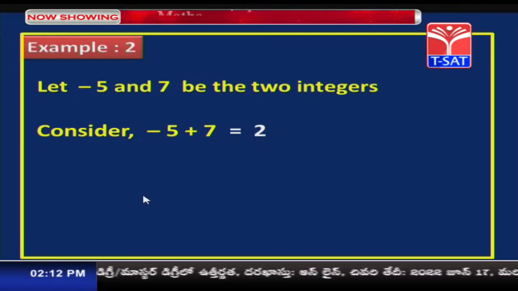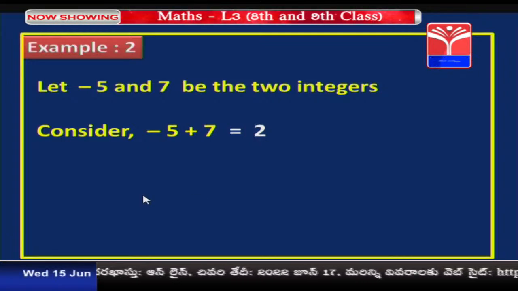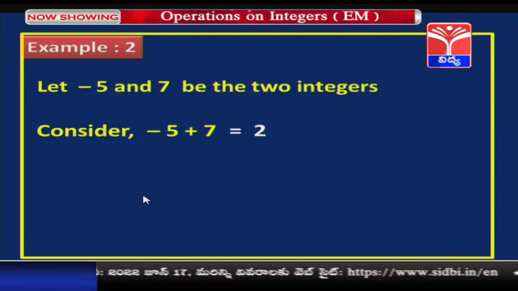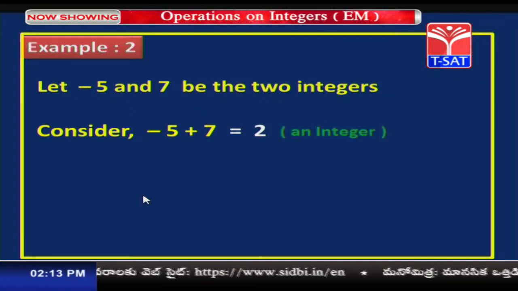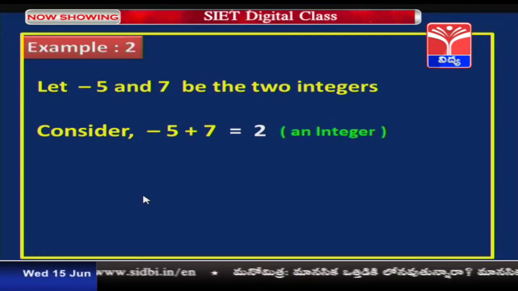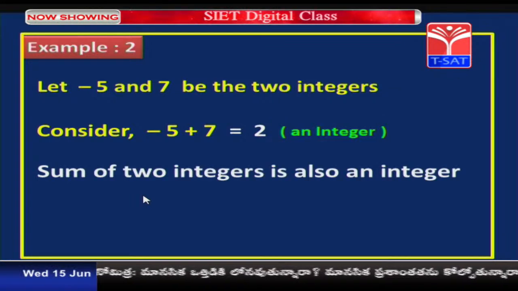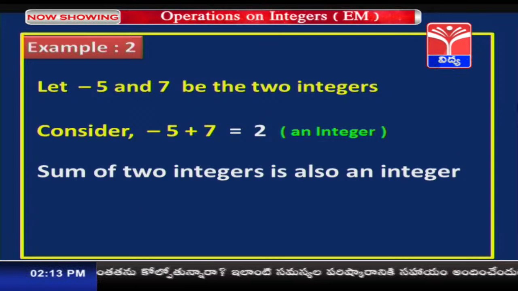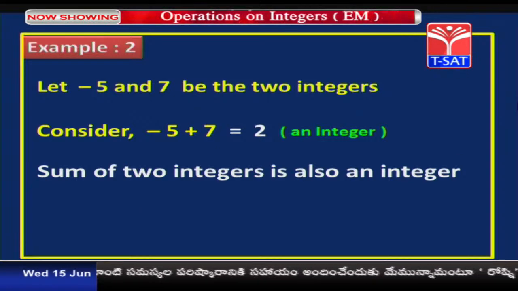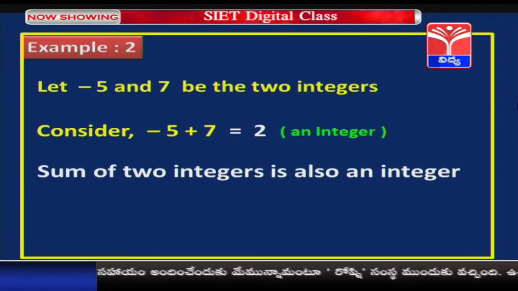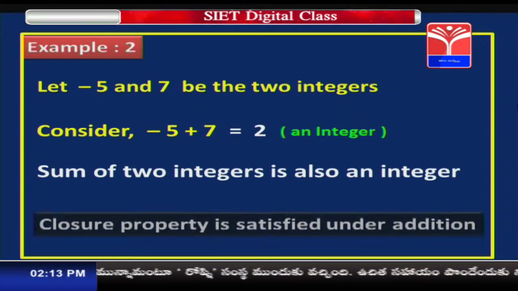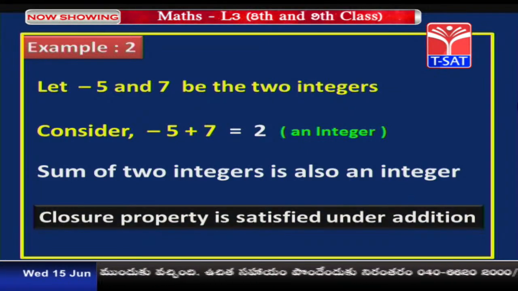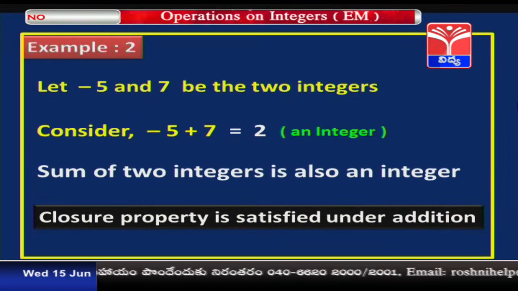Okay, children. Now, when I added these two, that is a negative integer and a positive integer, you got back an integer again. So, I can say again the sum of two integers is also an integer. So, from this what do you conclude, children? Whenever we add two integers, we get back another integer. So, I can say that closure property is satisfied under addition.